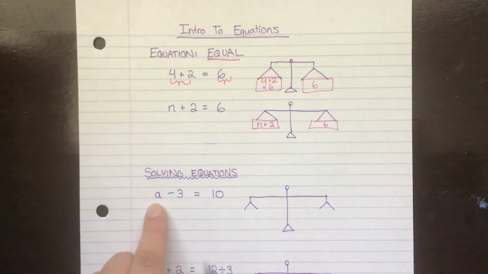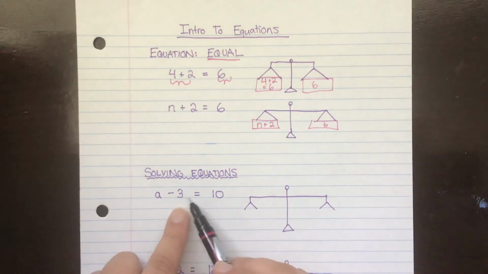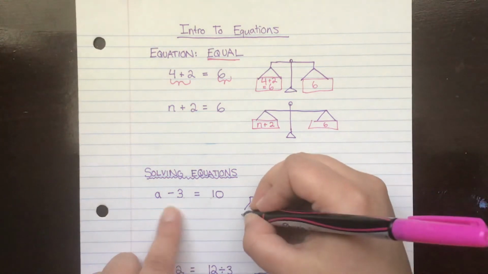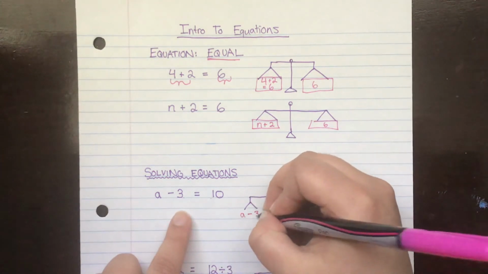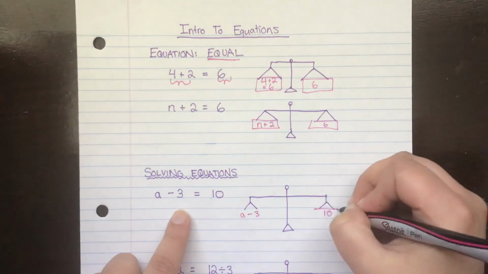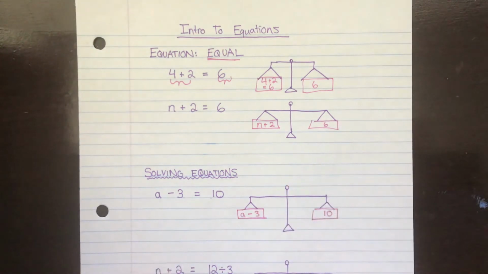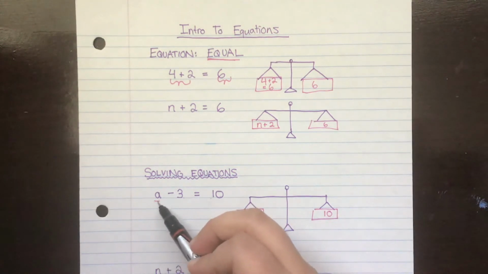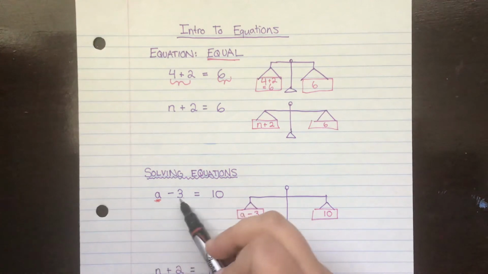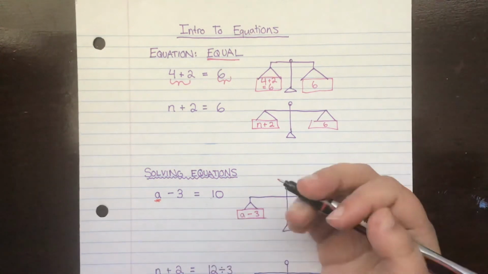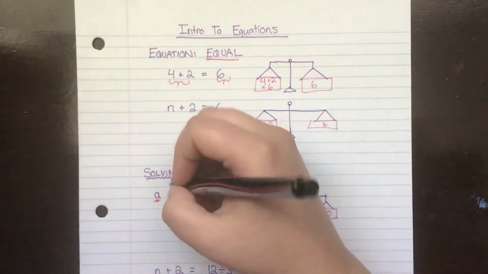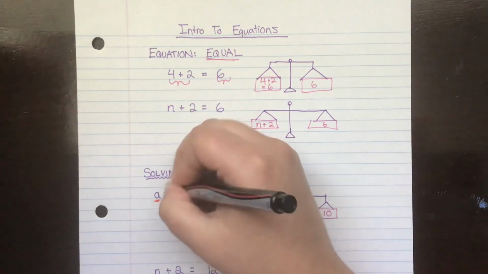So here we have an equation. We have a number minus 3 equals 10. So we know on our scale that this side, the a minus 3, is going to have to be equal to 10. These have to be balanced, otherwise it's not a proper equation. So now we have to figure out, what do I need to do to figure out what a is? So what we really want to do is find some way to get a all by itself over here. Right now we know what a minus 3 is equal to, but we don't know what a itself is equal to. So to do that, we have to somehow get rid of this minus 3.